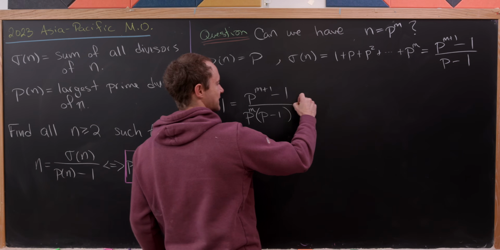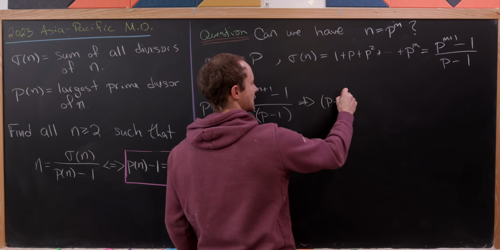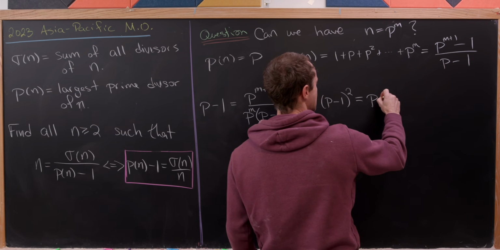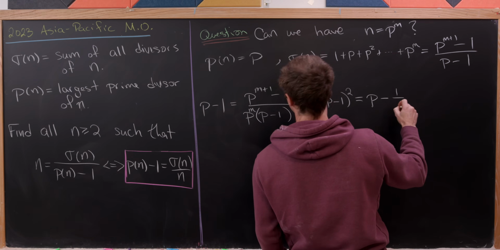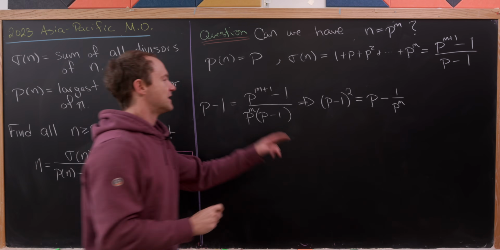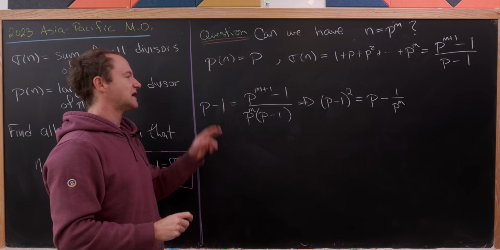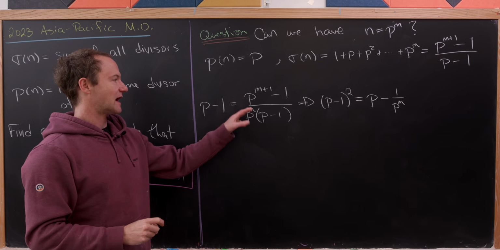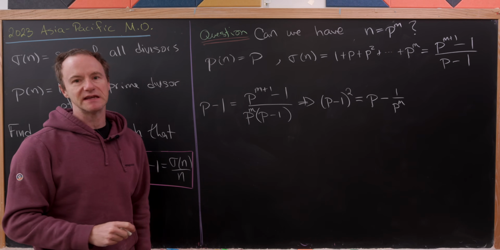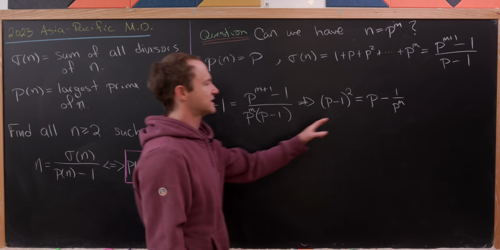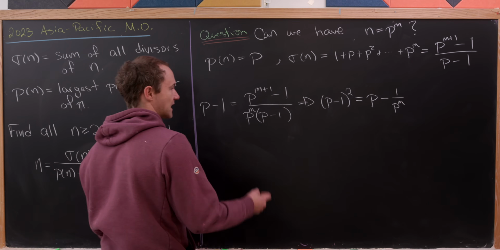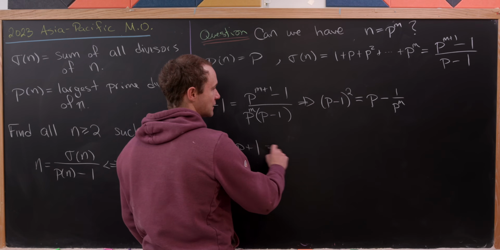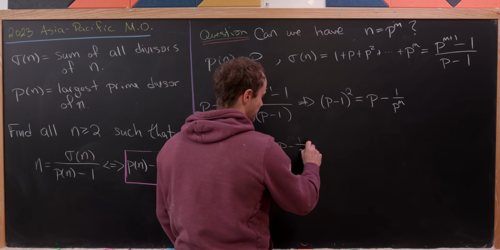But now let's observe that I can maybe write this as p minus 1 quantity squared equals, and so we'll have p minus 1 over p to the m. So that's what I get simply from multiplying this p minus 1 over to the left-hand side. And then after that, I'm dividing both terms in the numerator by this p to the m. Okay, cool. But now let's see what we've got here. Let's multiply out this left-hand side, and we'll have p squared minus 2 times p plus 1 is equal to p minus this 1 over p to the m.